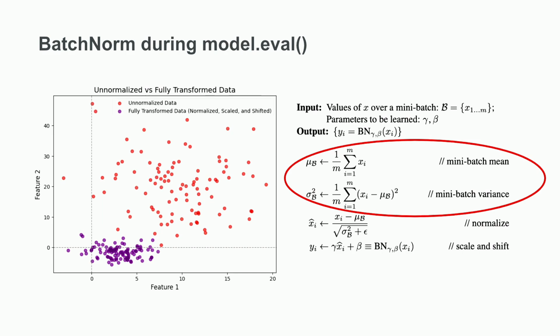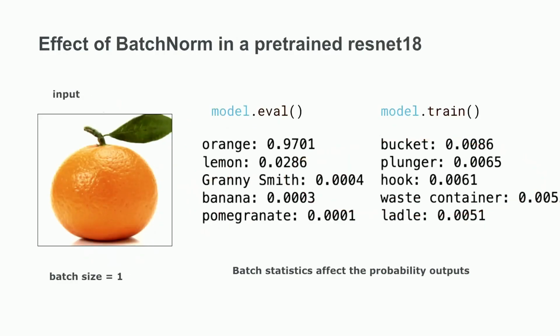The main difference when we do eval is that the running mean and the running variance, the tracked statistics for the whole training set, are used for normalization instead of the per-batch statistics that are used during training. So in eval mode, we are going to be using the whole statistics of the mean and the standard deviation that we saw during the training of the model. And the scale and shift are still happening. This is very important to understand.